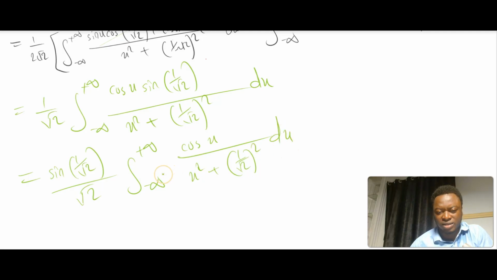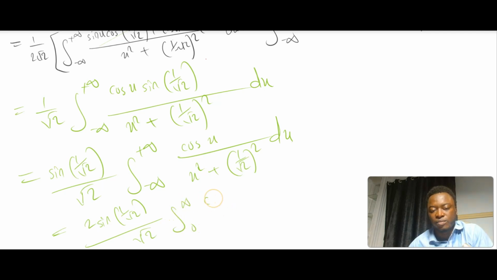Now we are done, except that since it's an even function, we can write this as 2 sine of 1 over square root of 2, divided by square root of 2, times the integral from 0 to infinity of cosine of u divided by u squared plus (1 over square root of 2) squared du.